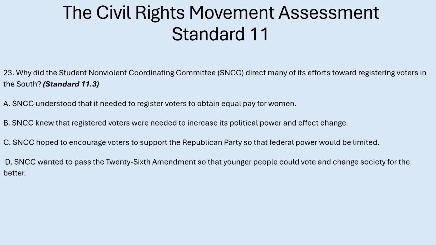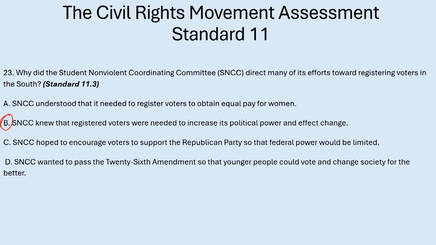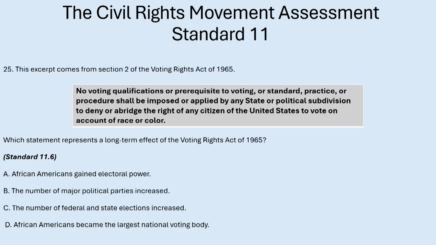SNCC wanted to pass the 26th Amendment so that younger people could vote and change society for the better. Well, it didn't have anything to do with that. The best answer is that registered voters were needed to increase the political power and effect change. This excerpt comes from Section 2 of the Voting Rights Act of 1965.